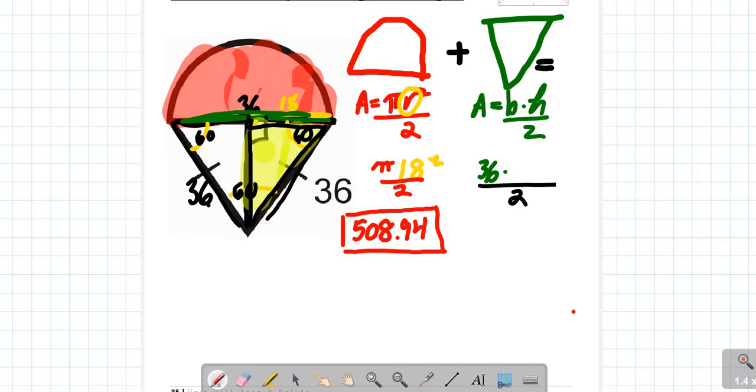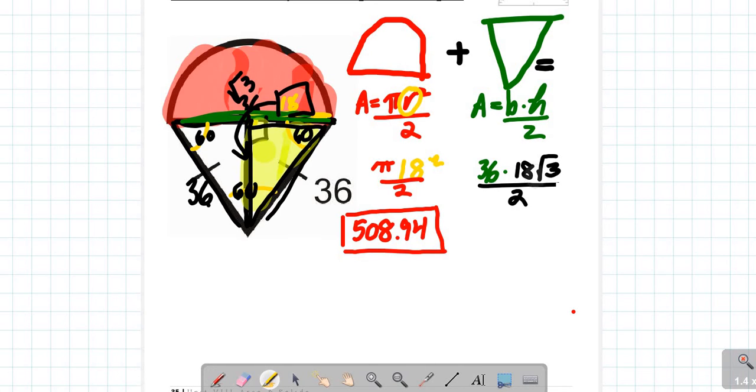Okay, all together, folks. Ready? 30, 60, 90. Short leg, root 3, short leg times 2. Okay, which means if this is your short leg from here to here, you times by root 3. That means our height is 18 root 3.